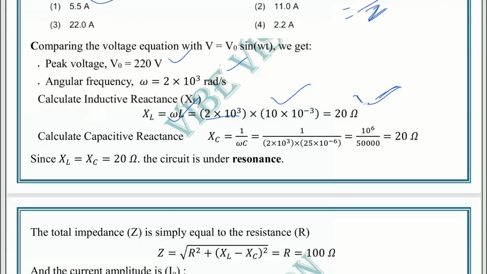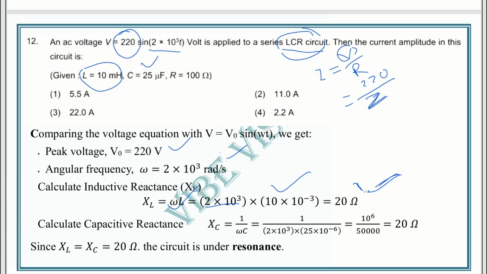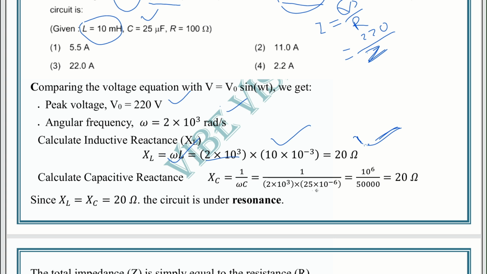Now we have to find XC. XC is equal to how much? 1 by omega C, 1 by omega into C. And C is given as 25 microfarad, 25 into 10 to the power minus 6. So this is also 20 ohm.